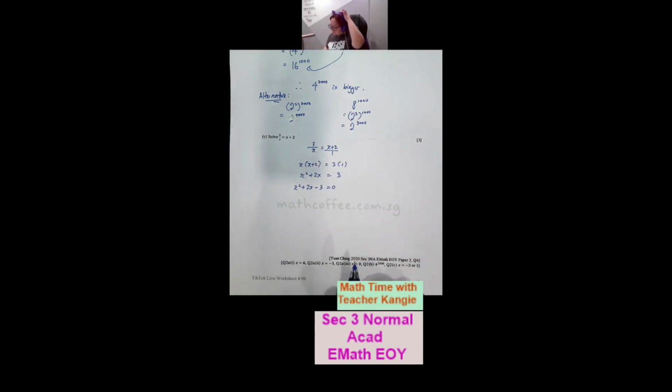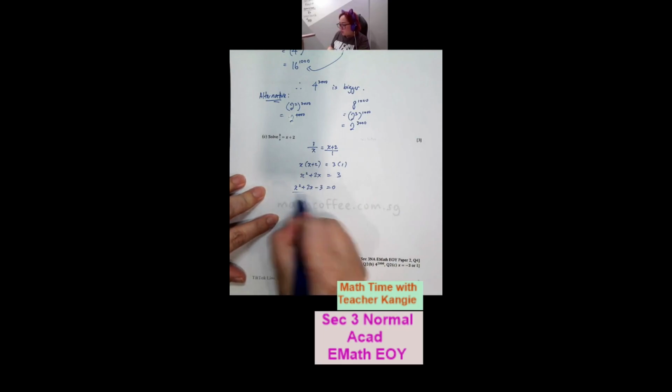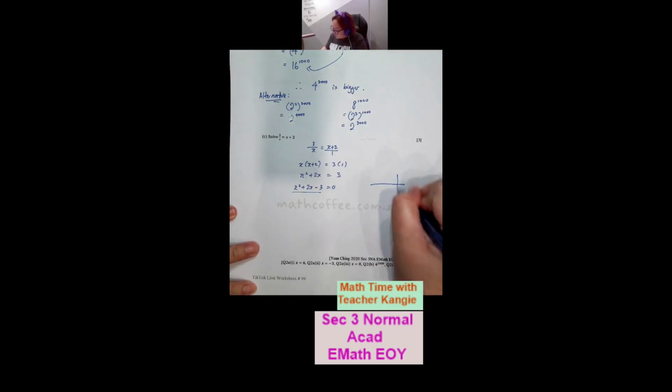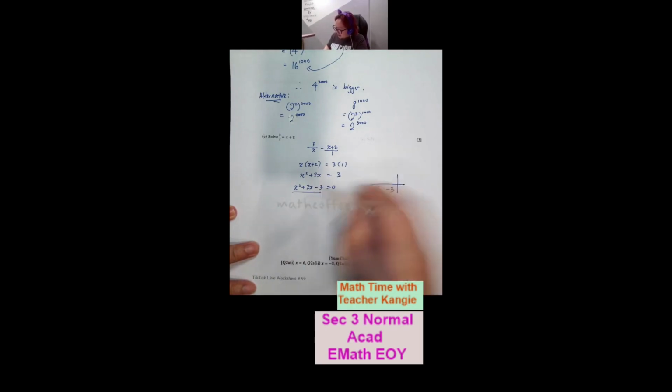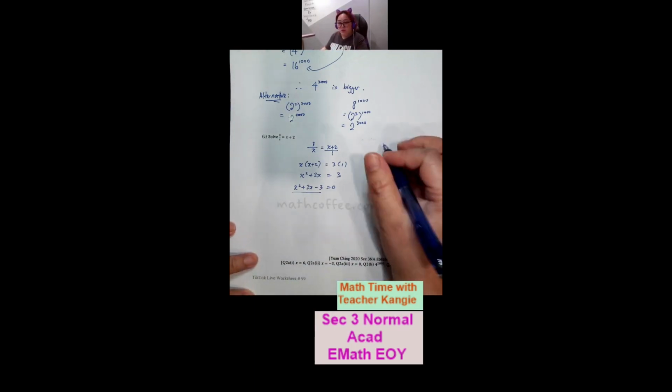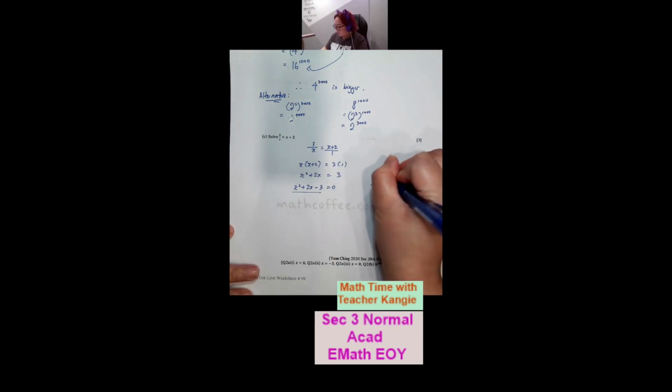Okay, so in this case, I'm going to use factorization. This is quadratic, so I'm going to use the cross method. So the cross method: x squared, minus 3, and plus 2x. Over here, what multiplied by what gives me x squared? This one has no other combination, only x. So that means this will be x and x.